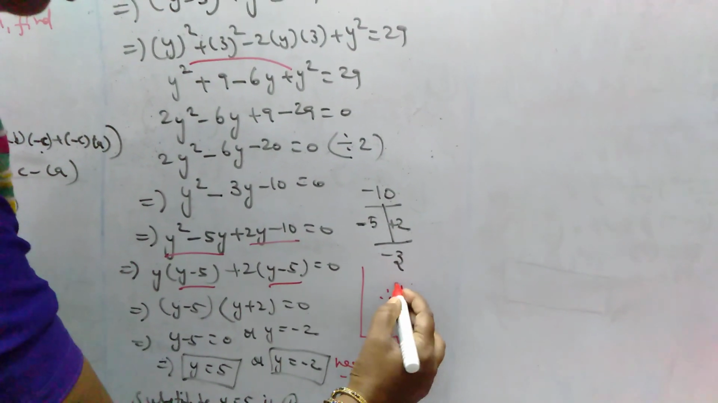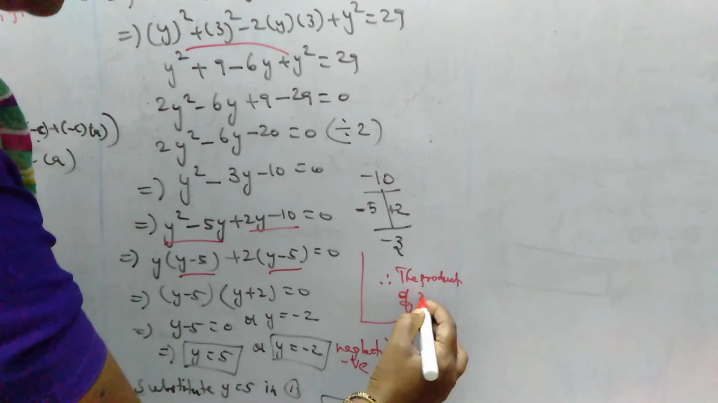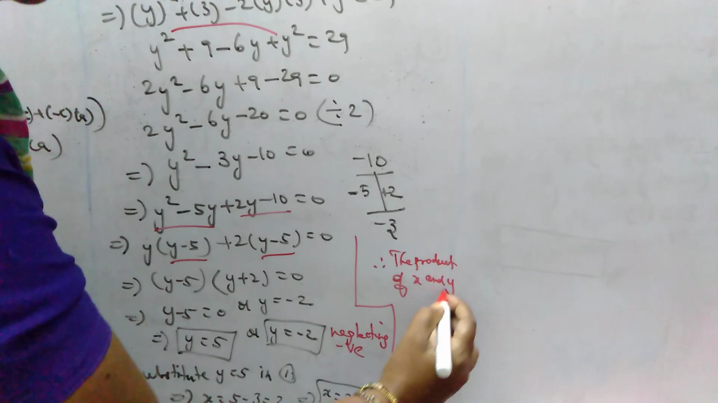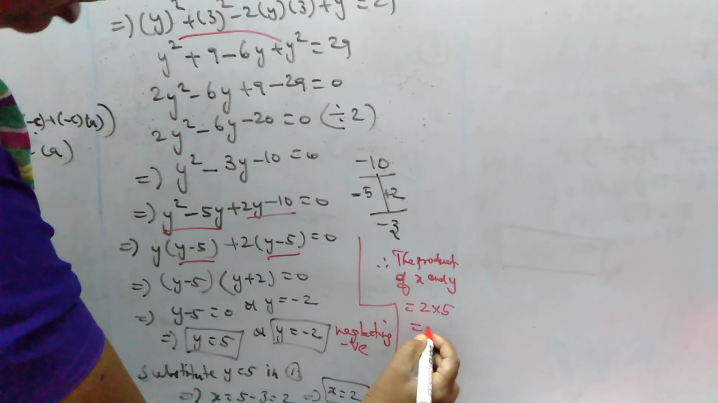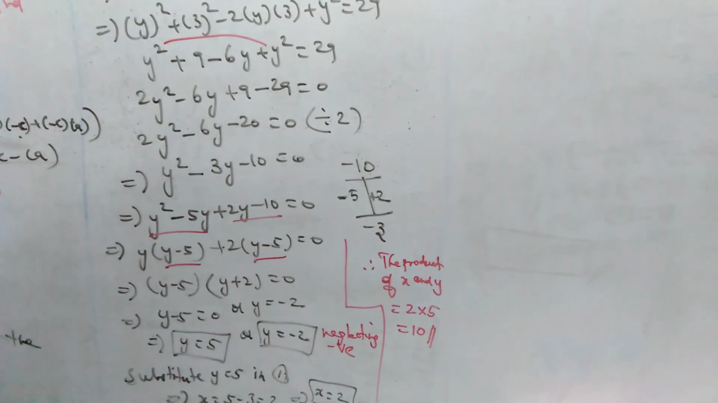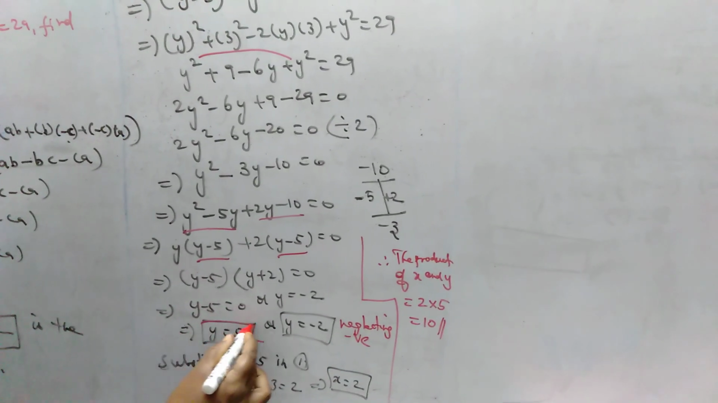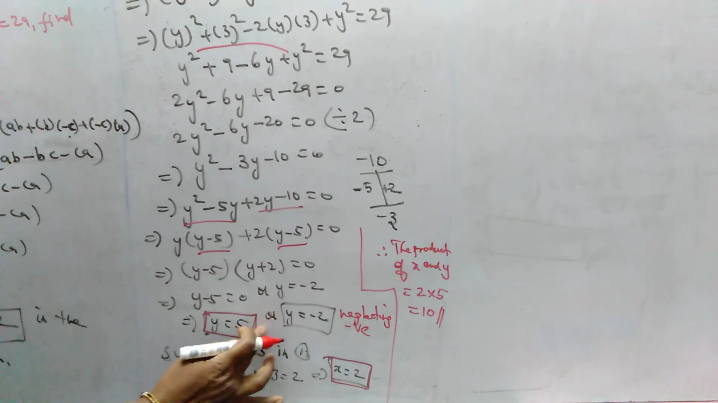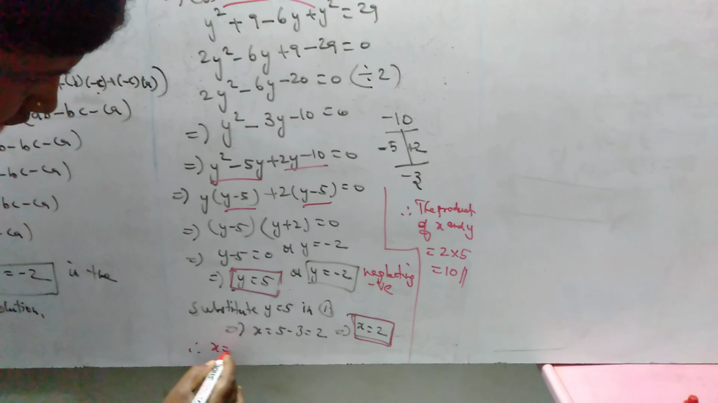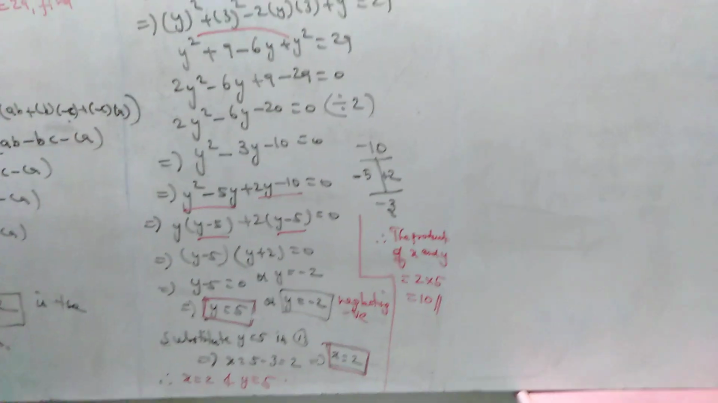So therefore, the product of x and y: x value is 2 and y value is 5, which is equal to 10. So therefore, x is equal to 2 and y is equal to 5. Right.